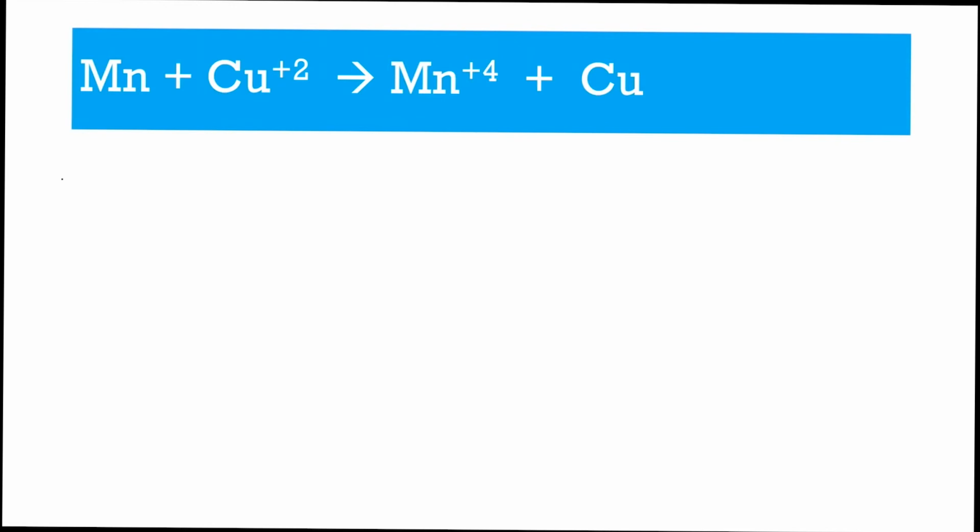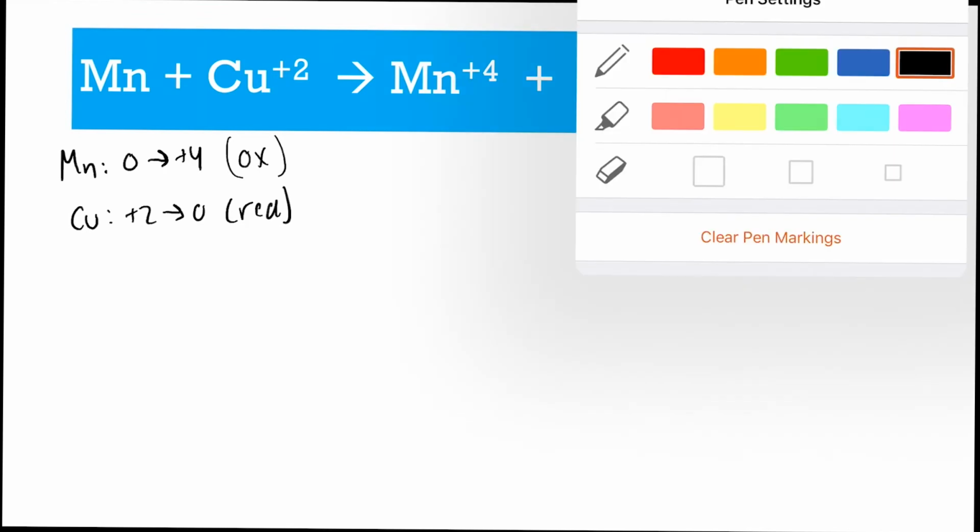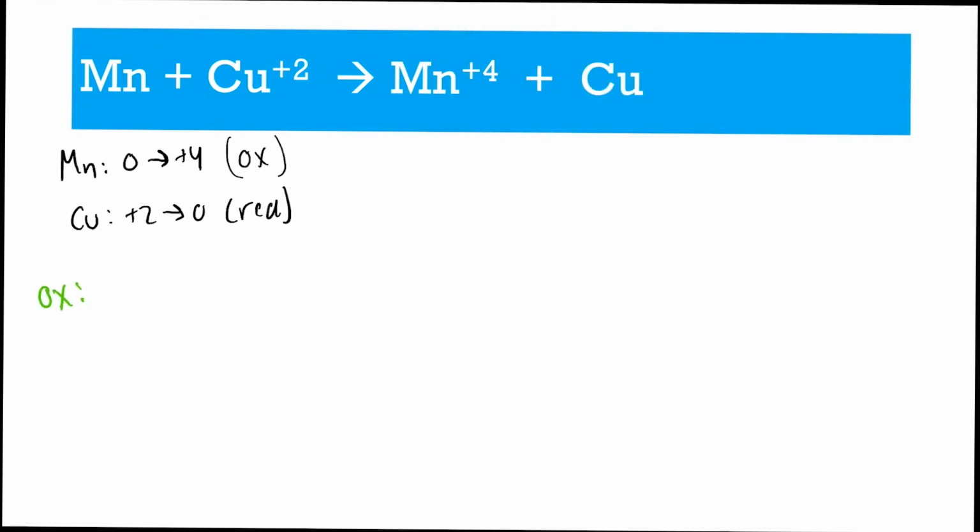Next reaction. Mn is going from 0 to plus 4, which means it is being oxidized. Copper is going from plus 2 to 0. That means it is being reduced. So looking at the oxidation reaction of manganese, we have Mn0 to Mn plus 4. Remember, electrons are always a product for oxidation reactions, and you have to make sure you have 4 of those to balance out the charges.